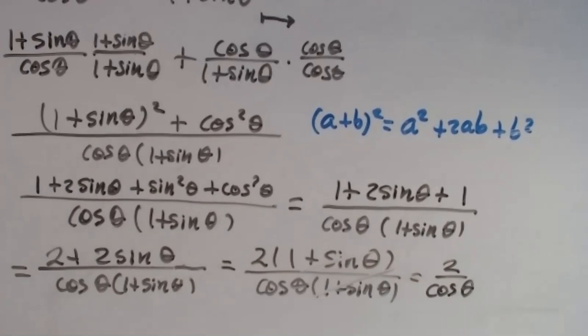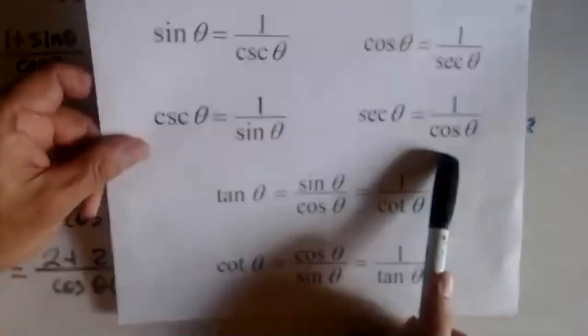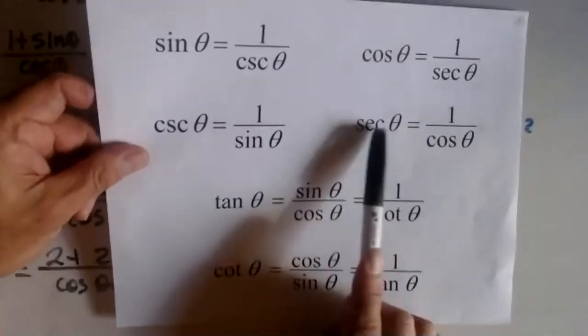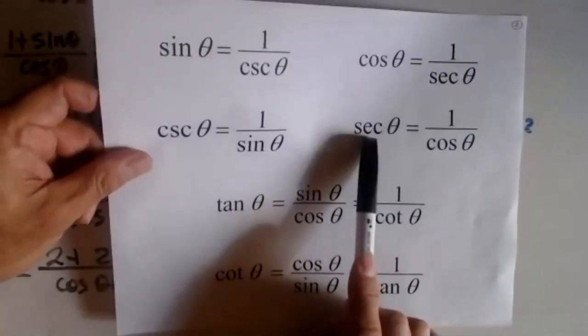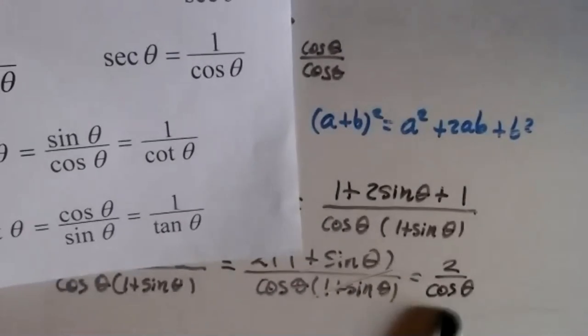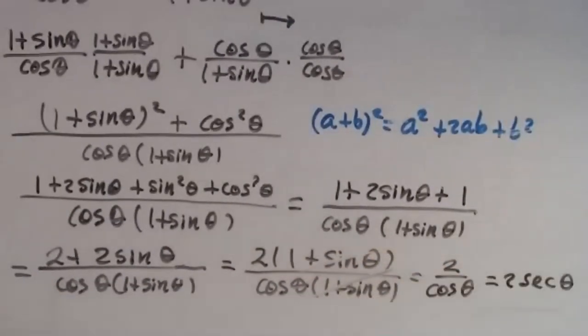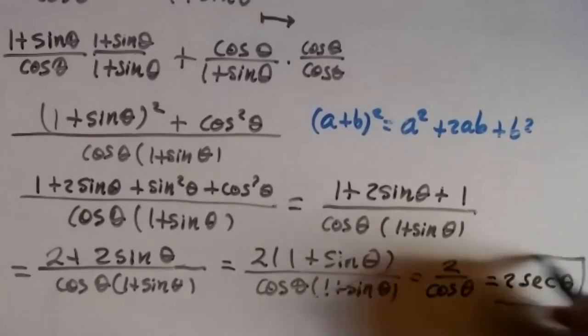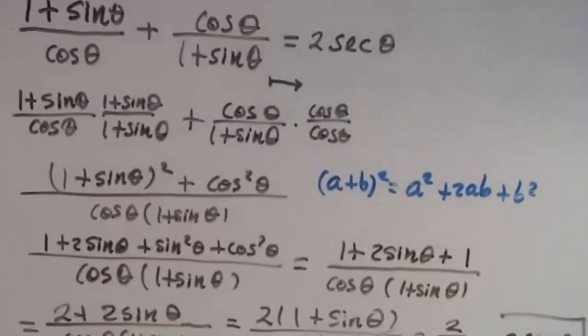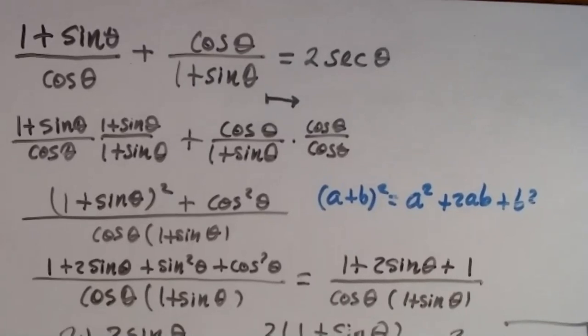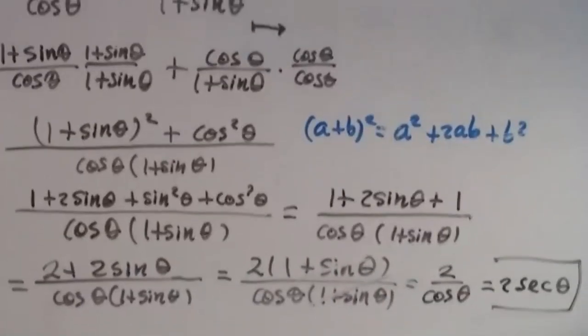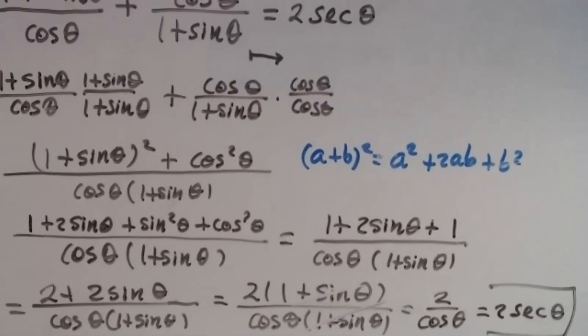Okay. Now, again, my identities. What is 1 over cosine? 1 over cosine is secant. So this is going to be 2 secant theta. And I prove what I was required to prove. That those two fractions is twice the secant of theta. Okay?